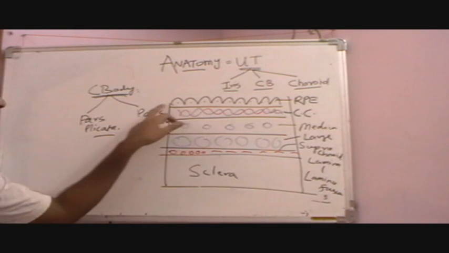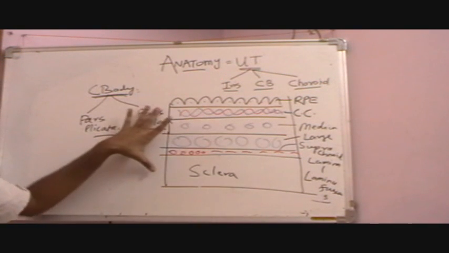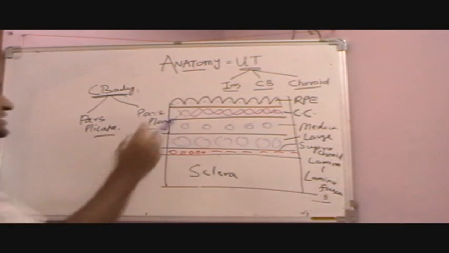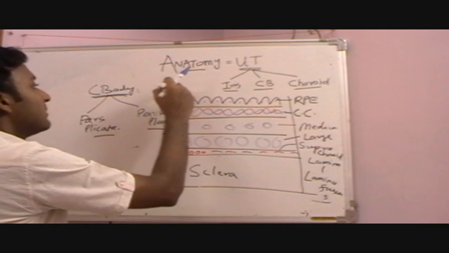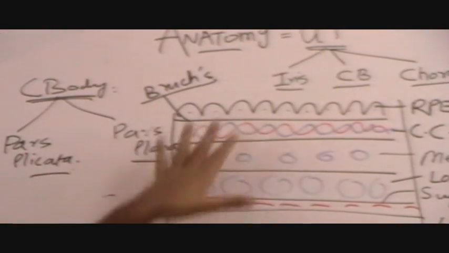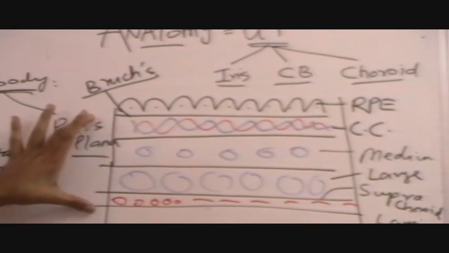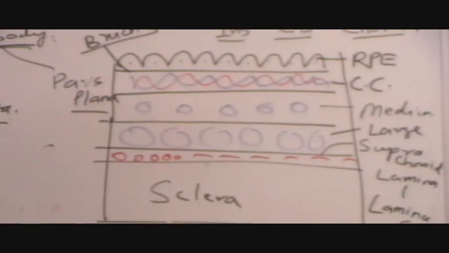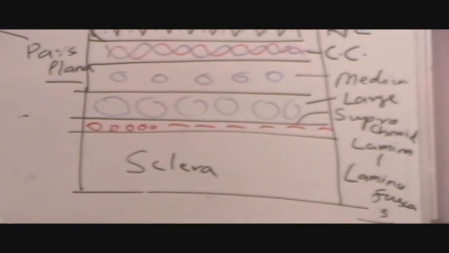Now, the demarcation between choroid and the retina is a membrane. It's called the Bruch's membrane. B-R-U-C-H-S, Bruch's membrane is the demarcation between the choroid and the retina. This is sclera, okay? Now, they will ask two important questions.